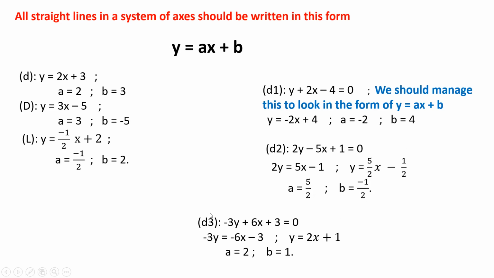The last example, D3: minus 3y plus 6x plus 3 equals 0. Also, I should write it in this form. So minus 3y equal minus 6x, it's taken to the second side, it becomes minus 6x, plus 3, it becomes minus 3. I should not have minus 3y, I should have y. So I divide all the equation by minus 3. Minus 3y divided by minus 3, I get y. Minus 6x divided by minus 3, I get 2x. Minus 3 divided by minus 3, I get plus 1. So the coefficient is 2 and the y-intercept is 1.